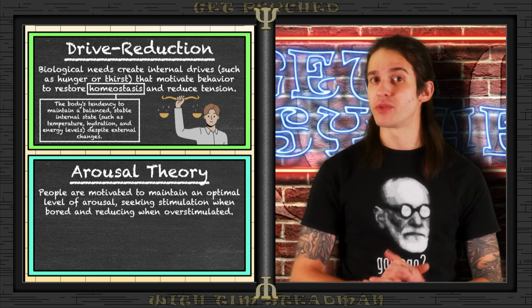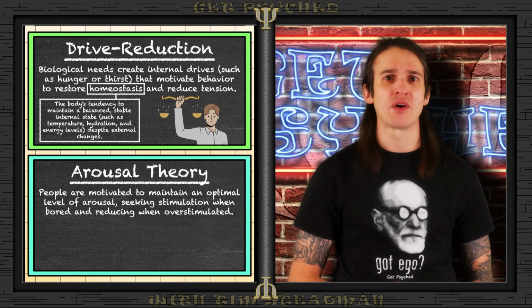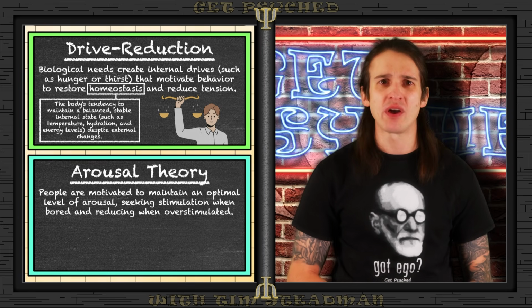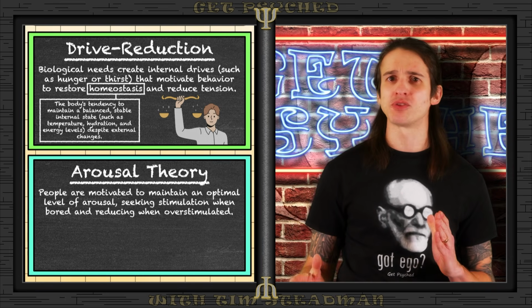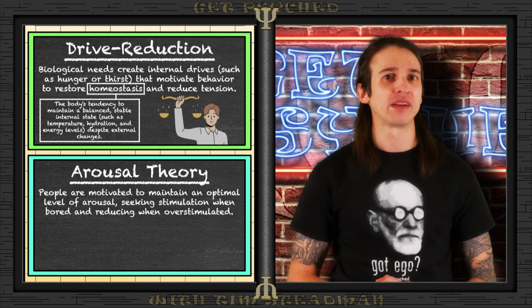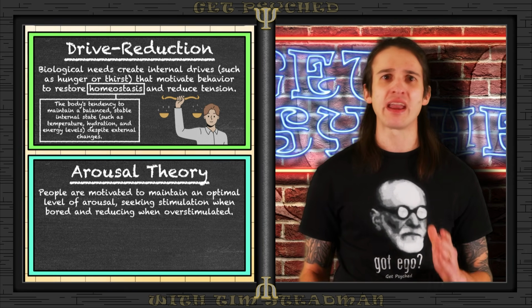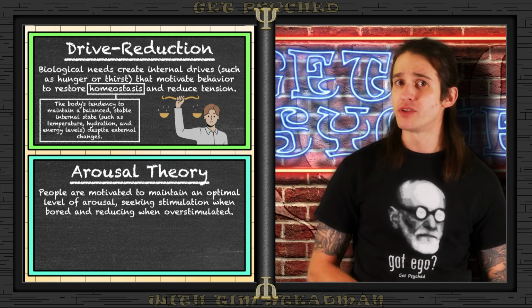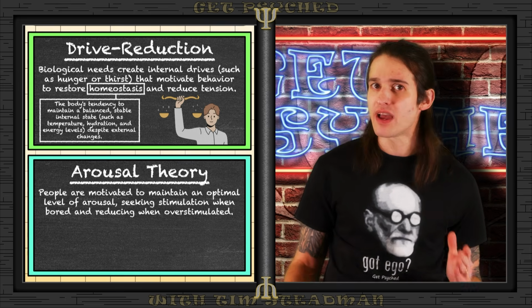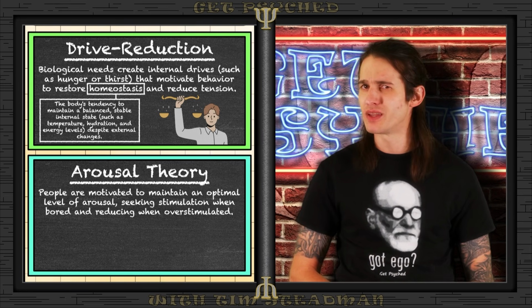Next is the arousal theory of motivation, which focuses on finding the right level of excitement or stimulation. So we all have an optimal level of arousal we're trying to maintain. Too little arousal, like sitting in a boring lecture, and you might start daydreaming or dozing off. Too much arousal, like cramming for an exam at 3 a.m., can lead to stress and being overwhelmed.